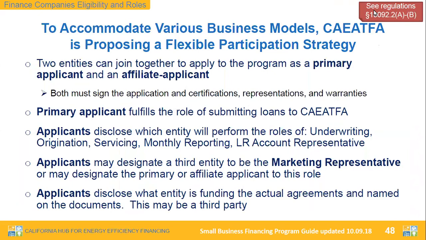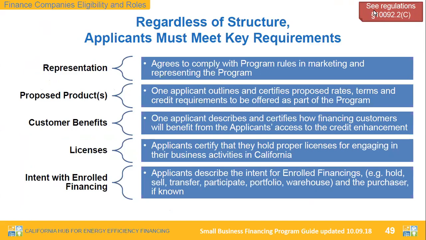So you've seen this slide before from April. We are proposing this flexible strategy where two entities can team up as a primary and affiliate applicant and together decide who's going to perform these roles and even designate a third marketing representative if they want to. This might work well if a finance company is offering a white label product and just wants to allow its client to be the one who is advertised. Or at least that's our theory, and you can tell us if we are right.